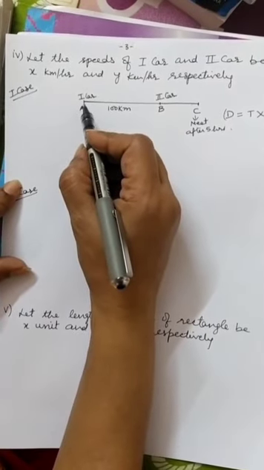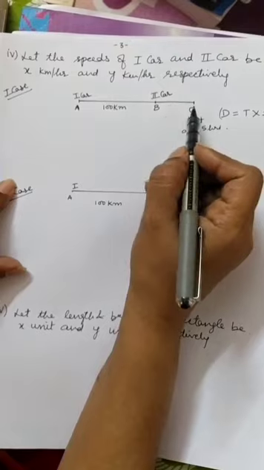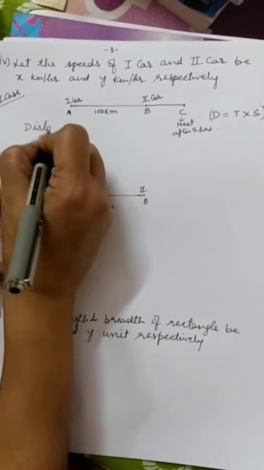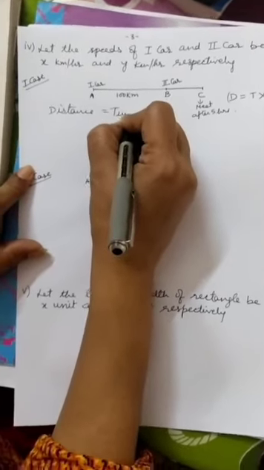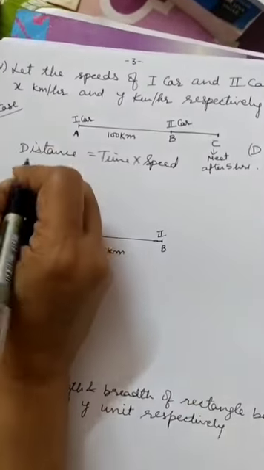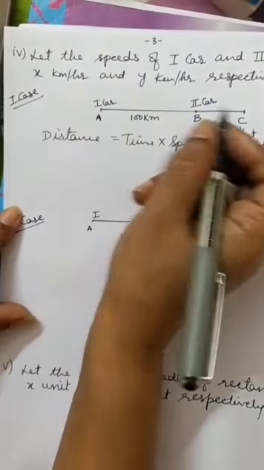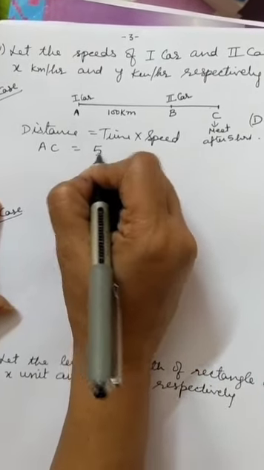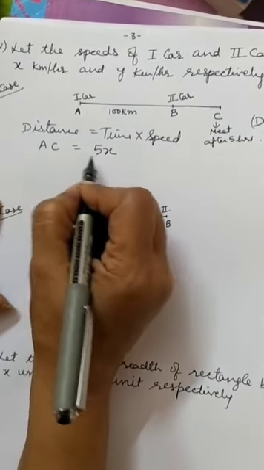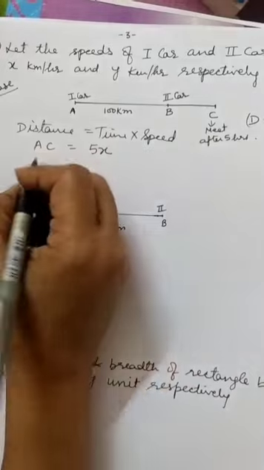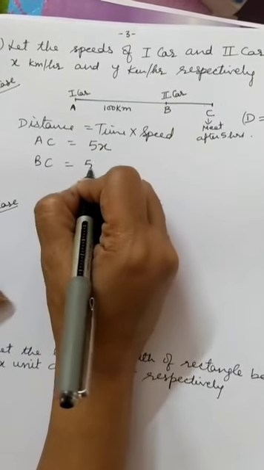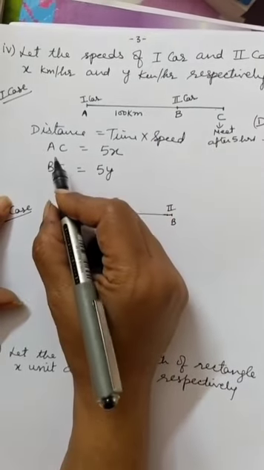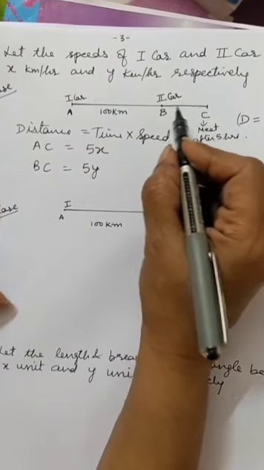The first car covers distance AC in 5 hours with speed x km. We know that distance is time into speed. So the distance covered by the first car in 5 hours is AC, which is equal to 5x, because this distance is covered in 5 hours with speed x. Similarly, we can find distance BC also, which will be 5y, because the speed of the second car is y km per hour. That means distance AC is 5x and distance BC is 5y.